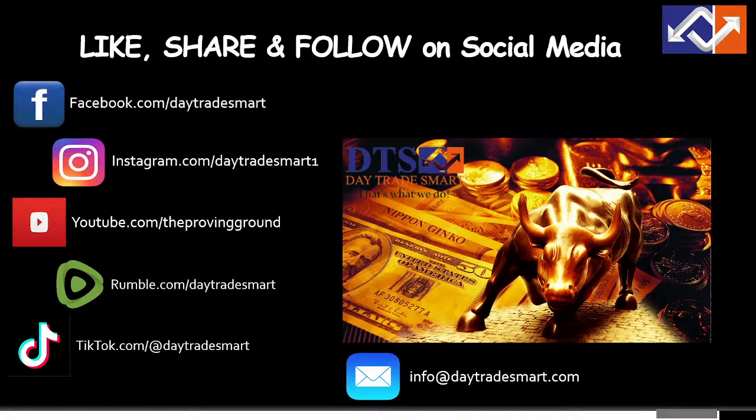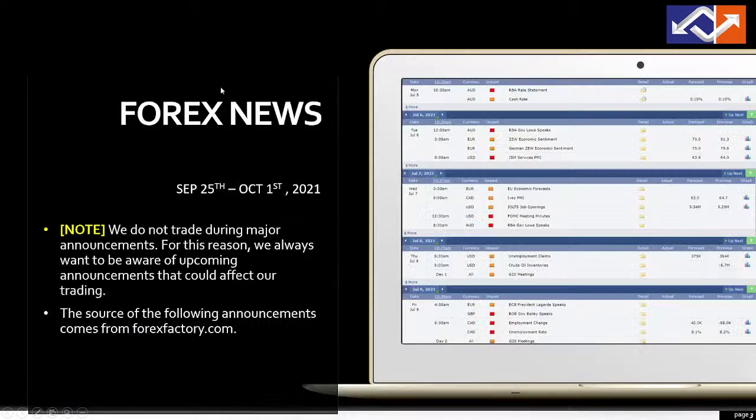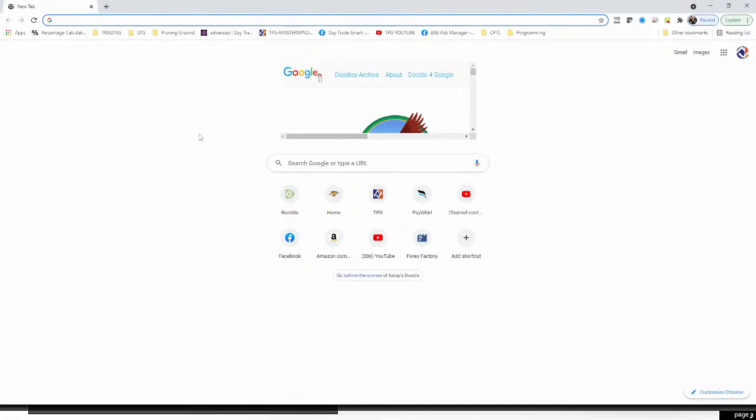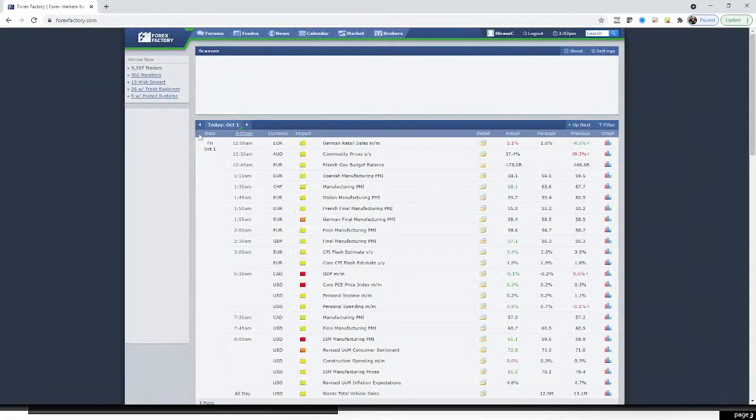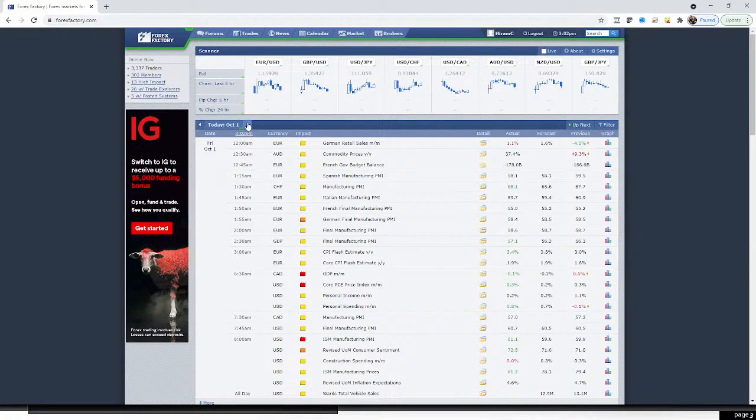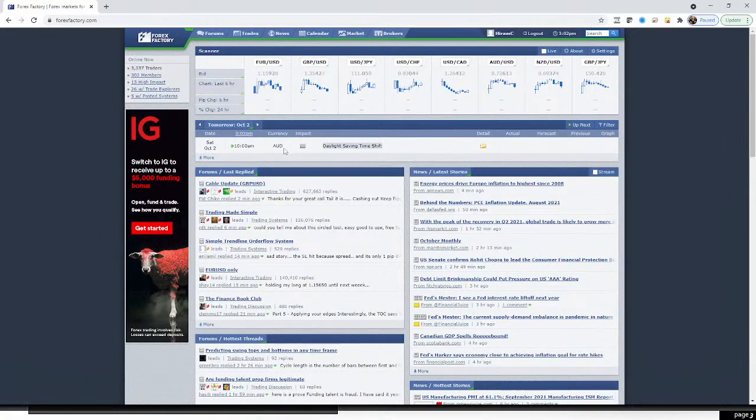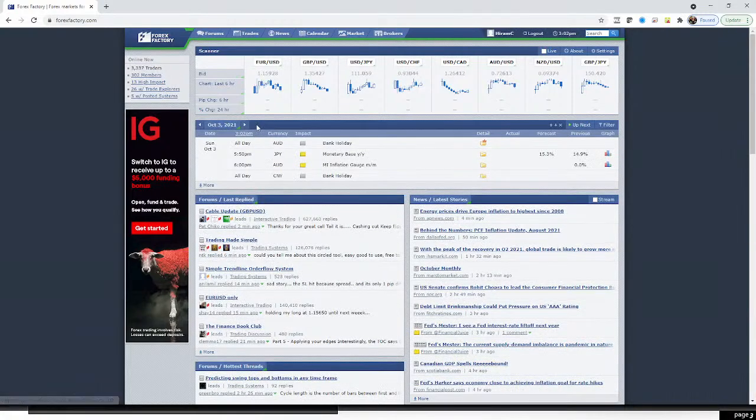Okay. So what we are going to talk about today is, like we normally do, the Forex news. So let's go ahead and cover that really quickly, and then we're going to get into a pattern. We're going to go to forexfactory.com, and we're going to look at Saturday, where we only have a daylight savings time shift for Australia, and on Sunday, a bank holiday for Australia, then a monetary-based year-end for Japanese yen, and then MI inflation gauge for Aussie, and bank holiday for the CNY. Okay, so not much there.